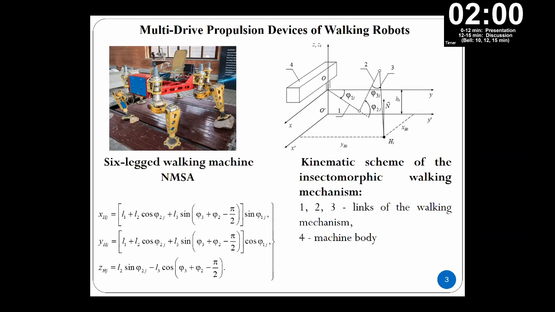So, for example, for a walking machine with insectomorphic propulsion devices, the directional movement of the foot relative to the robot body depends on the operation of three drives, where L1, L2, and L3 are the lengths of the links of the mechanism, and phi 1, phi 2, and phi 3 are the angles of rotation of the rotors of the drive motors of the propulsion device. So the presented fragment of a walking robot has three degrees of freedom.